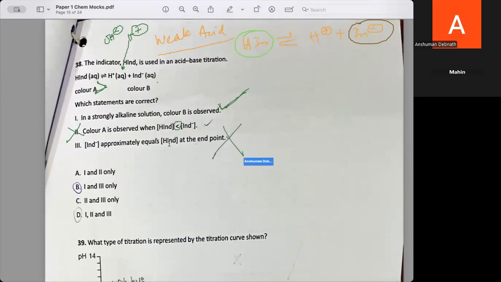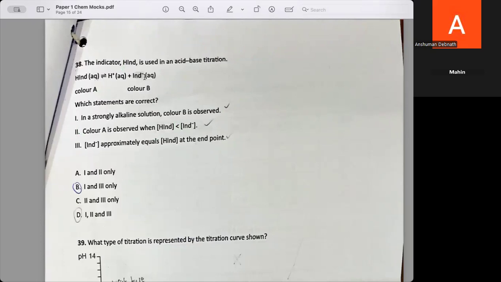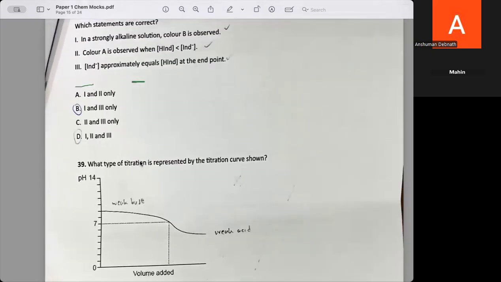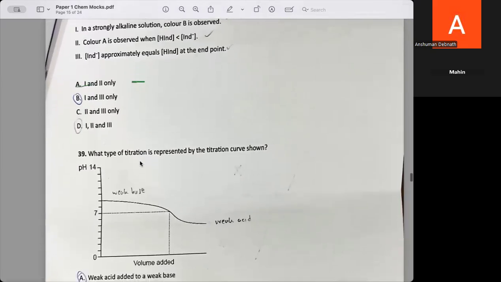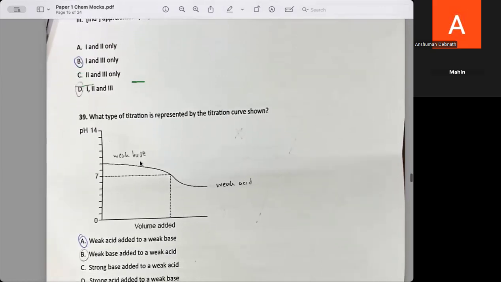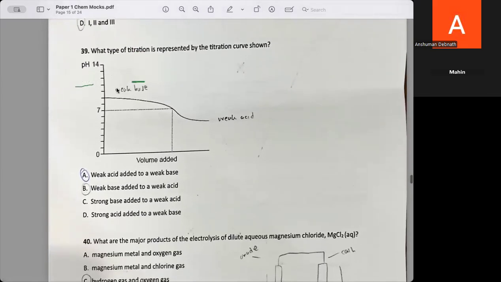We don't know the equilibrium constant of this, right? So no. Wait. What is this? At the end point, wait. Oh, yes, yes. At the end point, what happens? Both are at equilibrium, right? So approximately they're the same. Just give me a minute. At the end point, equals approximately equals. Okay. And so this also is quite a silly mistake. Look, I've written weak base, weak acid, and I've circled the wrong one.